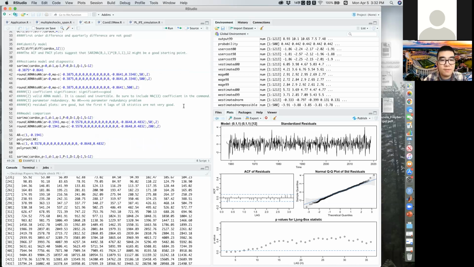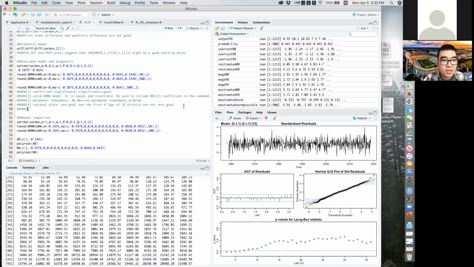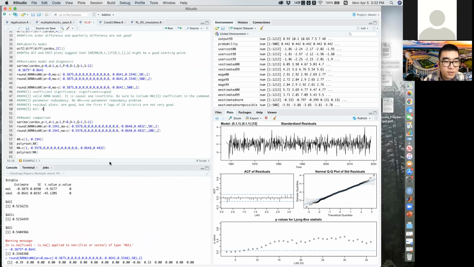And finally, let me record the AIC and BIC of this model. The AIC of this model is 0.51, and the BIC here is 0.5405. I just record this for future comparison. So that's the diagnostics of this SARIMA (0,1,1)x(0,1,1)_12 model. Overall, I think this is a good model.